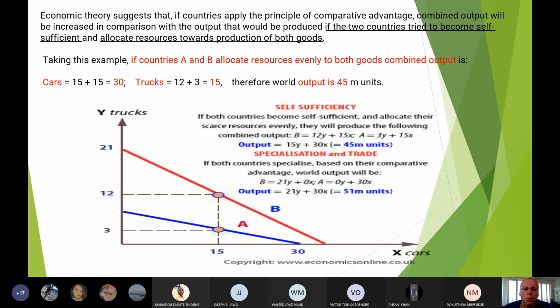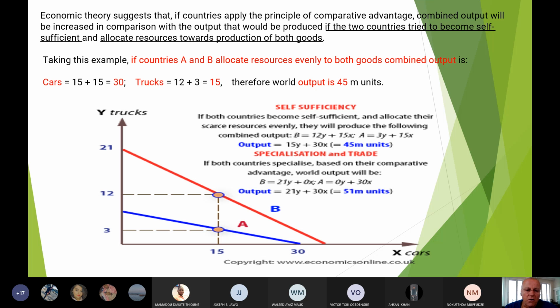For the B, 12y plus 15x, which is the simplest equation for combining these two products. And for the A, 3y plus 15x is the simplest estimation. And when you are adding these to each other, then output is equal to 15y plus 30x, which is equal to 40 units of these two products.